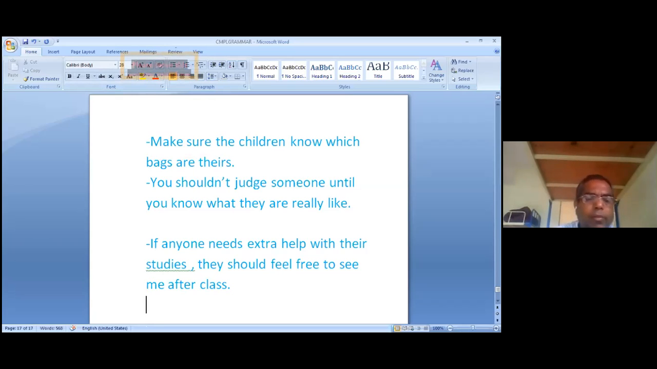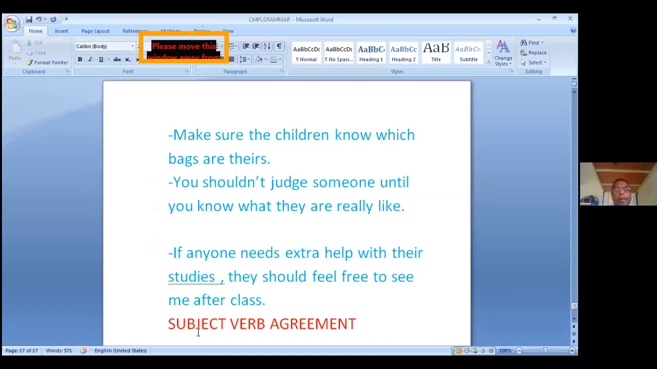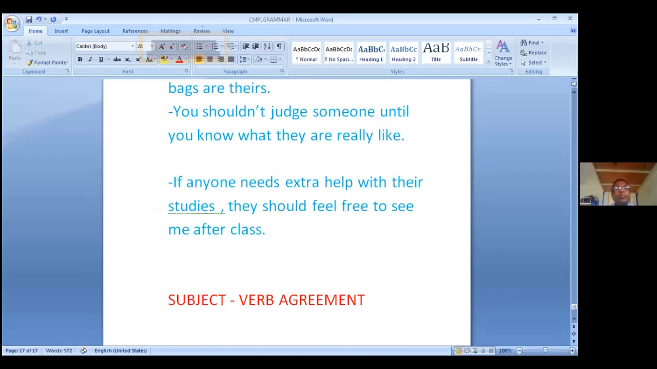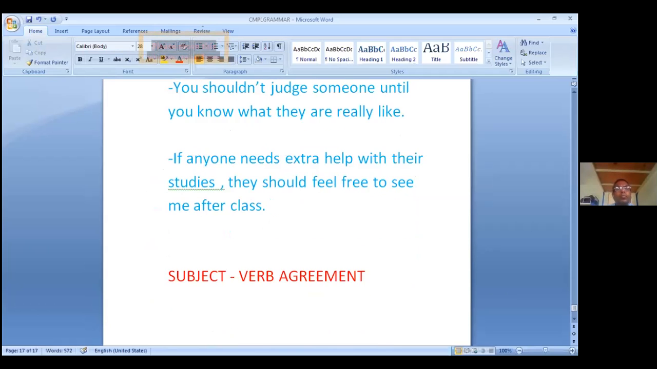Subject verb agreement. Verb changes according to the subject.